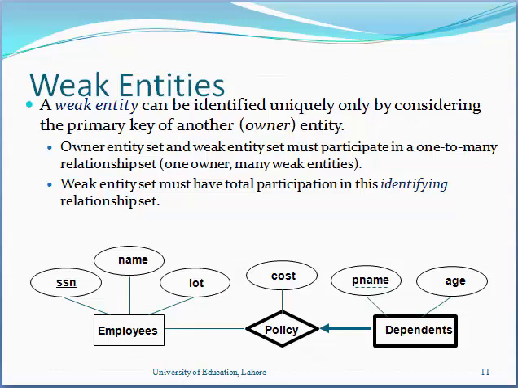Owner, look at this slide. The owner entity set and weak entity set must participate in a one-to-many relationship set. One owner, many weak entities. And the weak entity set must have total participation in this identifying relationship set. Employee is the entity in the rectangle, and the others are attributes.